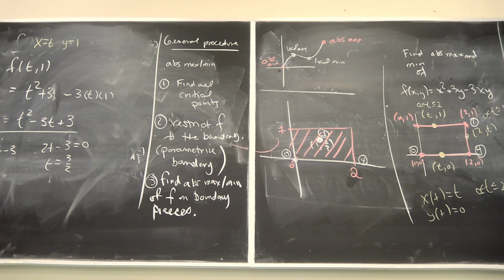What's the function's value at t equals 3 halves? How do I find it? Do I have to turn it back into x's and y's and plug it back into f? Or could I just take that and plug it into the version of f restricted to this line? It might be easier if we just take that t value and plug it into this. Remember, this is f sitting over the line segment.